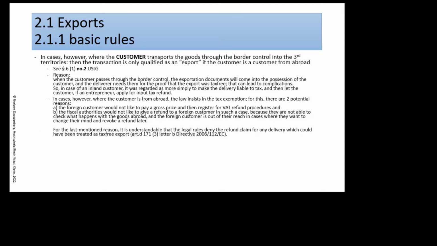However, where the customer transports the good through the border control, it's different. There, the transaction is only qualified as an export if the customer is a customer from abroad, not an inland customer. That additional requirement, if the customer crosses the border to the third country with the good in question, can be seen in 6.1, number 2. By the way, paragraph 6.2 will then define what a customer from abroad is. But what is probably most interesting for us in this context is why. Why is there an additional condition posed?